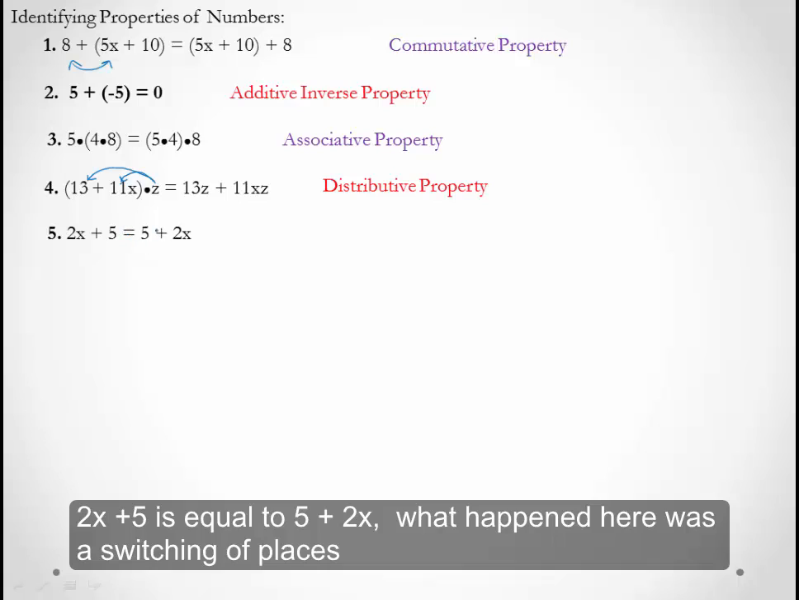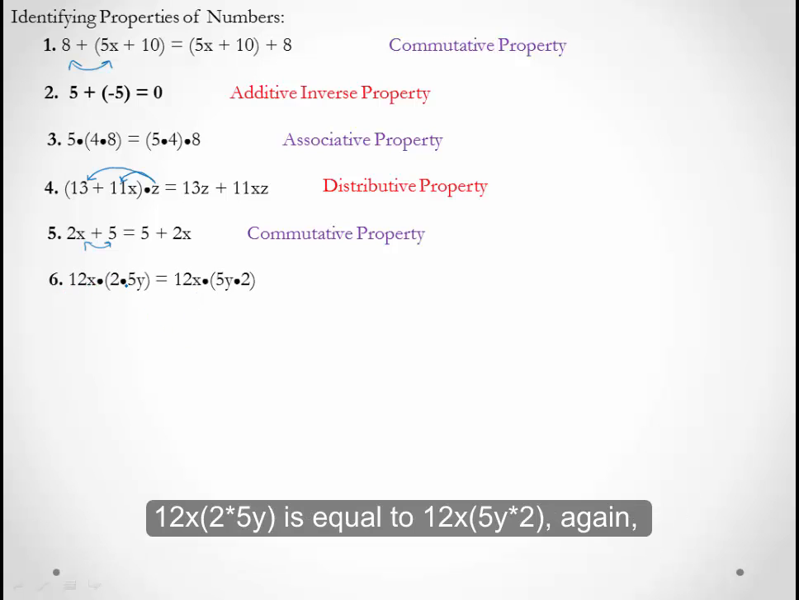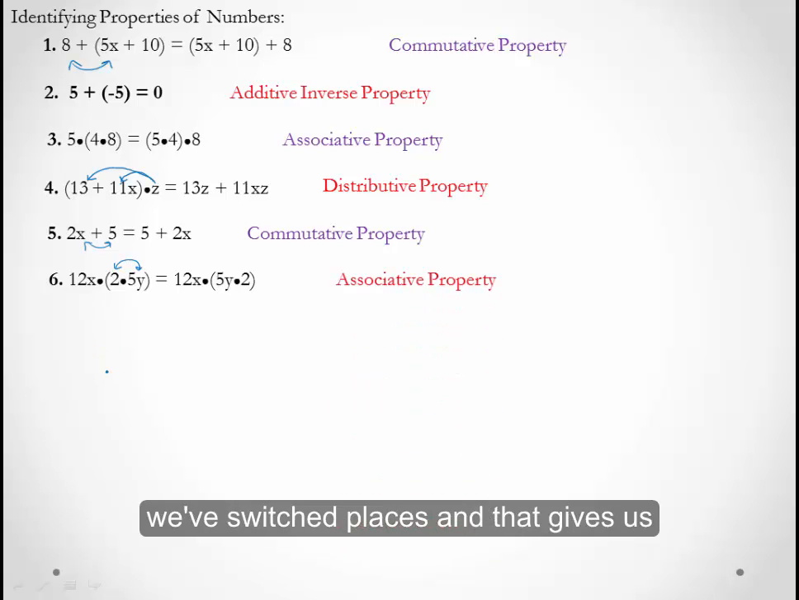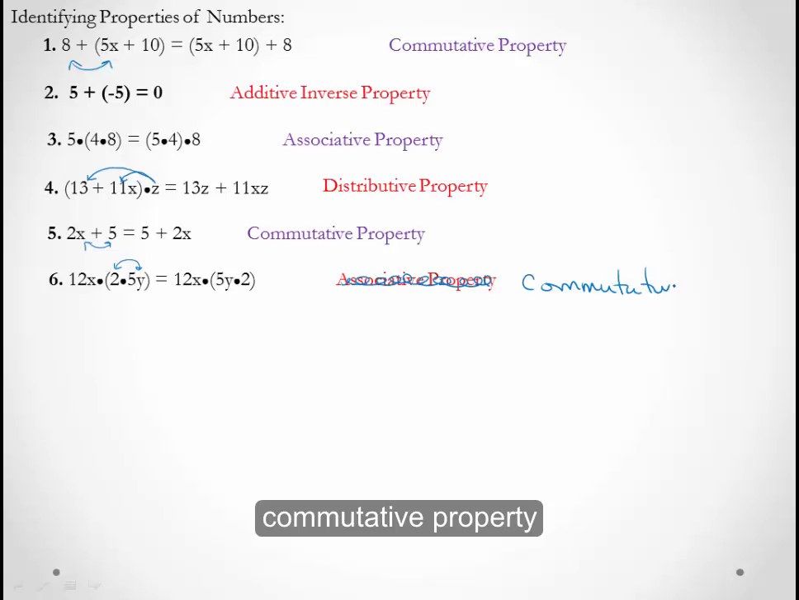2x plus 5 is equal to 5 plus 2x. What happened here was a switching of places. Anytime we have a switching of places, that's commutative property. 12x times 2 times 5y is equal to 12x times 5y times 2. Again, we switched places, and that gives us not associative property. Typo again, excuse me for that. Commutative property.